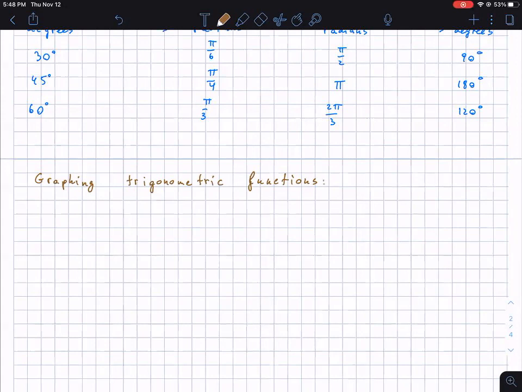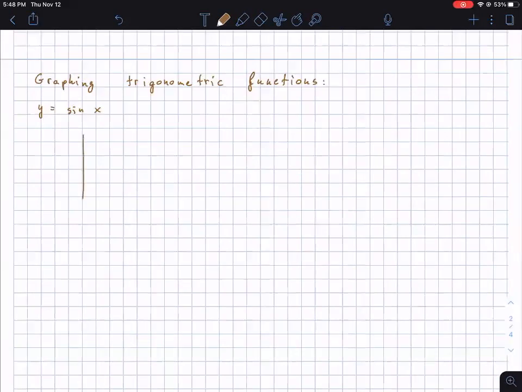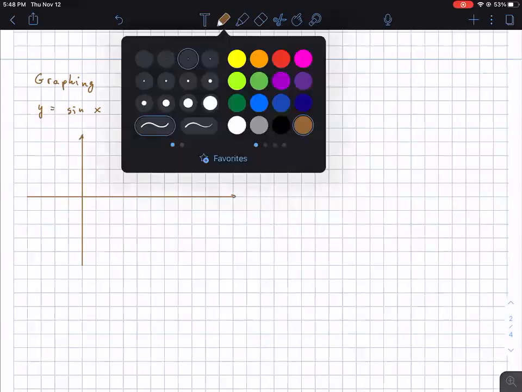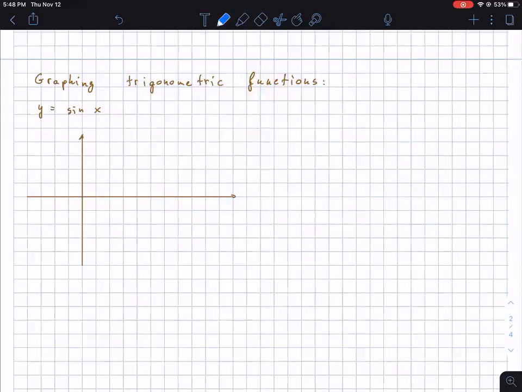Yeah, graphing trigonometric functions. Okay, so let's say you want to graph y equals sine x. So how would you graph it? You have axes, right? When you start plotting, you just plot a couple of points. Sine of 0 is going to be 0. Maybe sine of pi over 3. So if you plot points, you end up seeing some sort of shape like that. I'm not really super good at it, but this is the kind of shape that you're going to see. It's going to be y equals sine x.